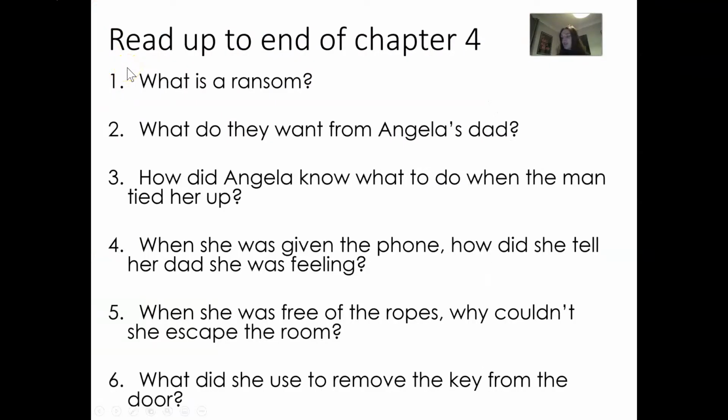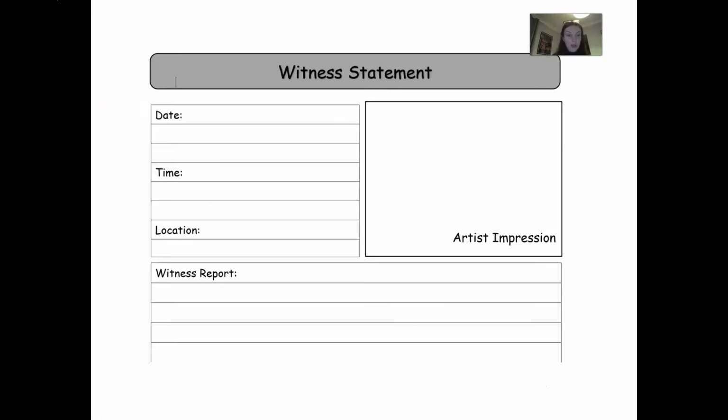Okay, so we had 6 questions to do today, and I said to you there is an activity here if you've got time. So if you do have time left, you might want to create what we call a witness statement. So we're going to imagine that we've witnessed something happening. So maybe we have seen Angela being put into the car. Maybe we've heard the kidnappers take Angela into the building. Okay, so maybe we were in the jewellery shop and we've heard them on the phone to her dad. So we need to say what date it is, which day, what's the time and where we were.